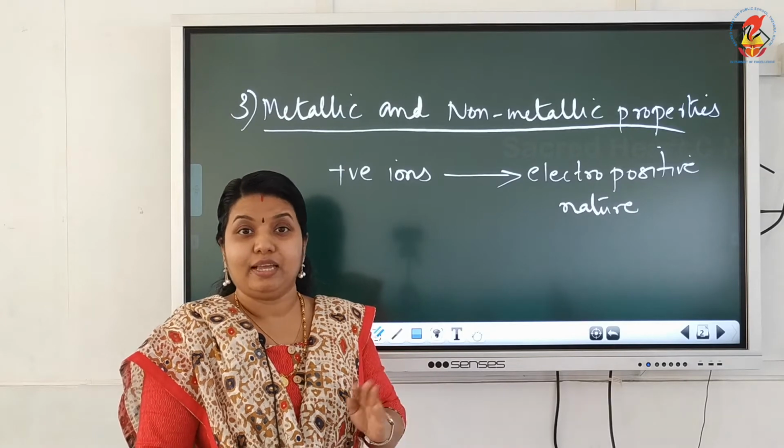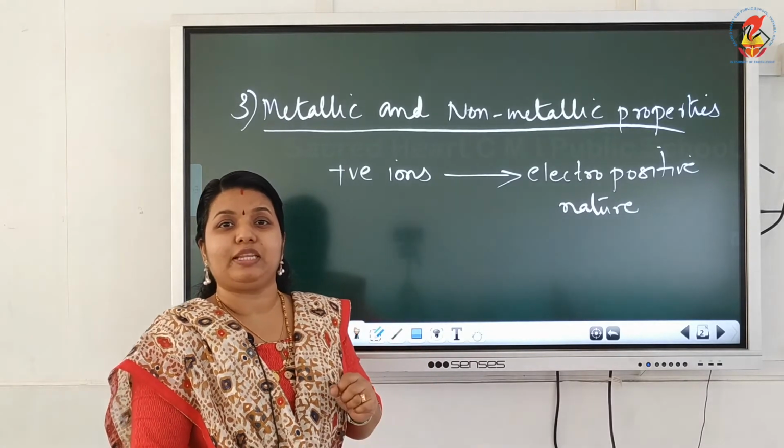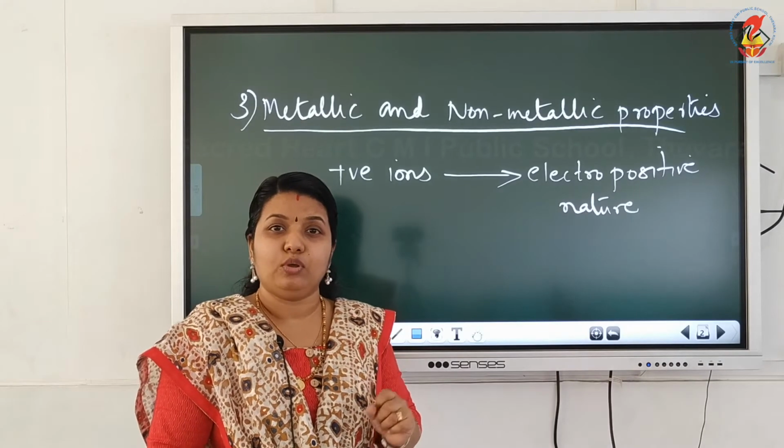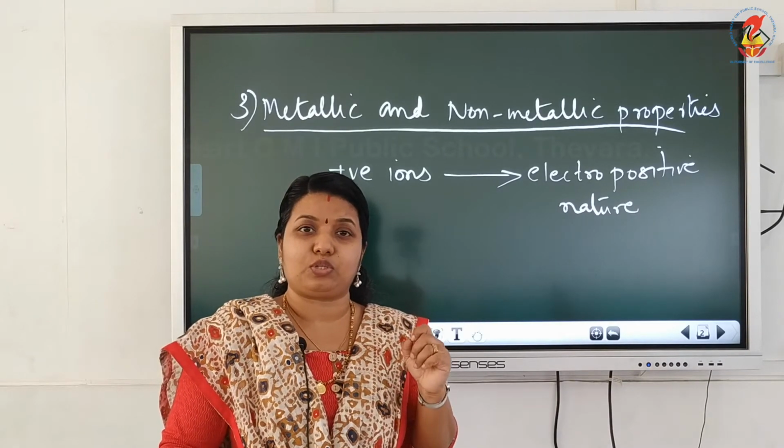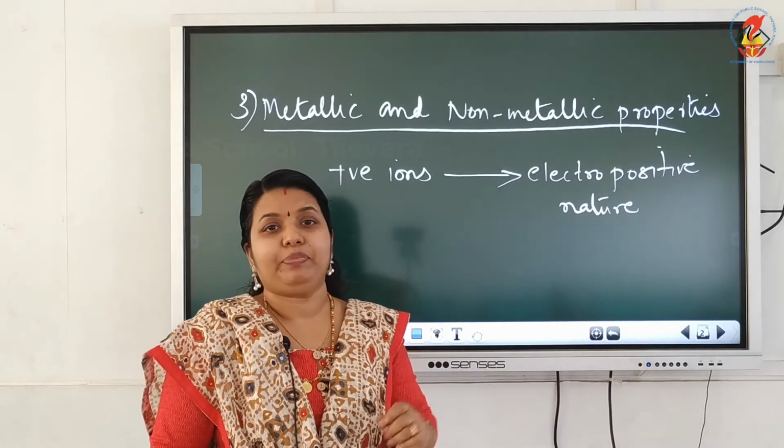So, it increases. But across a period size will be decreasing, so the nuclear charge experienced by the outermost electron will be more. So, the nucleus will not allow these electrons to be lost easily. So, metallic character decreases. Okay.